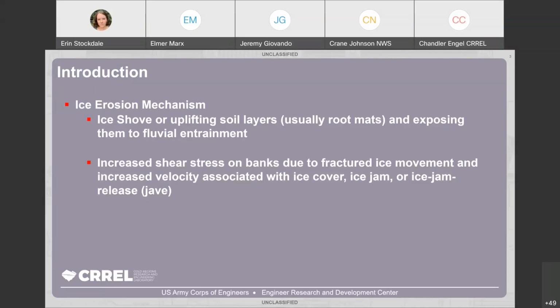pretty significant. And then you have what we would consider just the shear stress on the banks. This can be due to fractured ice movement. It can also be associated with the increased velocity if you have an ice jam or an ice jam release or a jave. So there's a couple different mechanisms that can increase the shear stress on the banks, and it just depends on the specifics as far as what you may want to consider when you're looking at this sort of analysis.